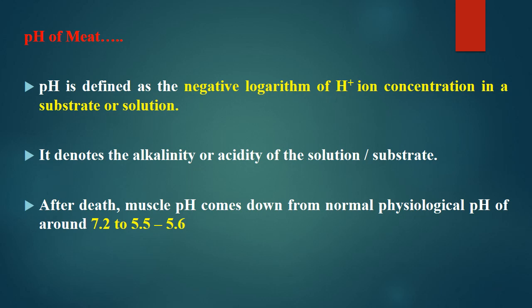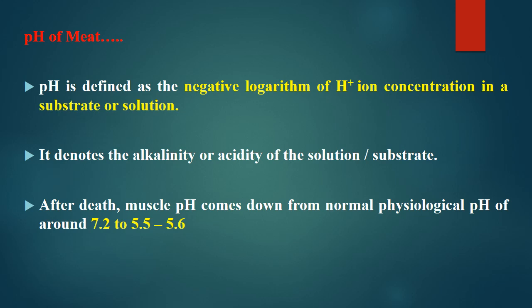The first parameter we are going to discuss is pH. As we all know, pH is defined as the negative logarithm of hydrogen ion concentration in a substrate or solution. This is more relevant to a solution, but meat, though not a solution, has 70-75% water. In that water the hydrogen ion is expressed and we can measure the pH.